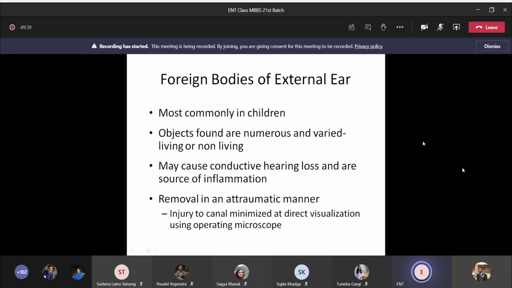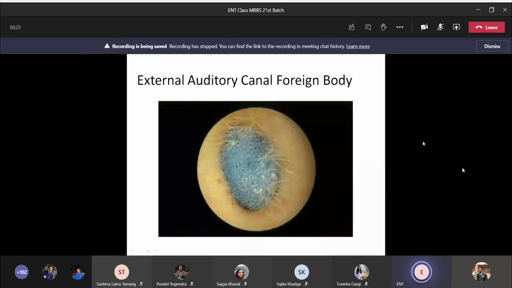Now, foreign bodies of the external ear. Because the foreign bodies get lodged in the external auditory canal, this also comes as part of the diseases of the external ear. It is most common in children. The objects could be living or non-living. It may cause conductive hearing loss and it may cause inflammation. So the basic idea is to remove them in an atraumatic manner. You have to minimize the injury to the external auditory canal by directly visualizing it, if needed using an operating microscope. So this is an example of a foreign body in the external auditory canal.